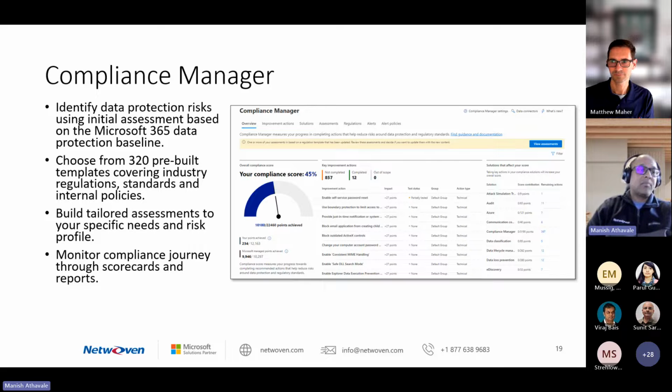You also monitor the compliance journey through scorecards and reports. So Compliance Manager also has reporting and scorecards, as you can see here, that tells you how you're doing against each one of these different built-in templates.